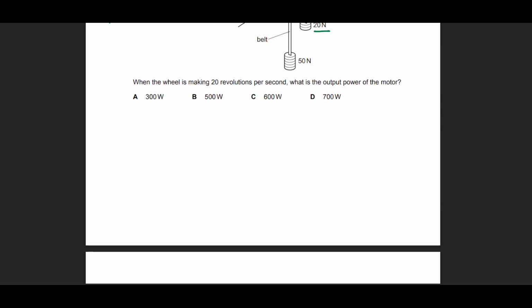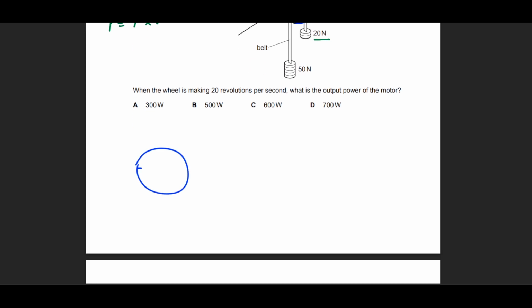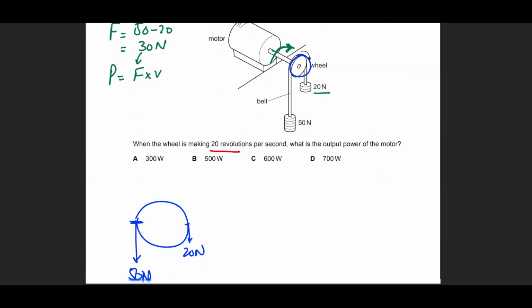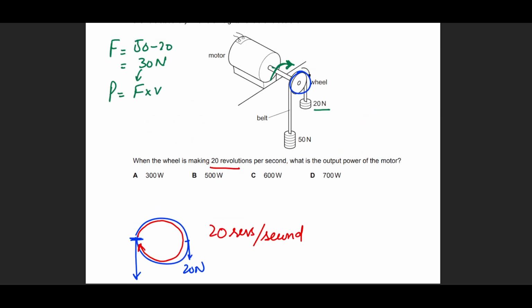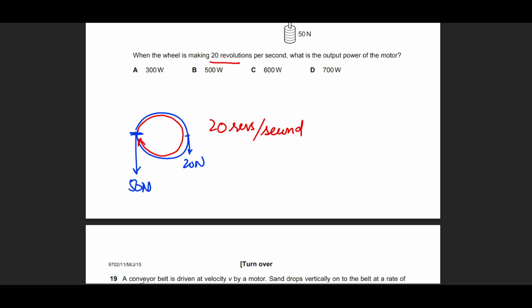What does that mean? If I look at the circumference of this disk, let's consider this to be the starting point. Let's say this is my 50 newtons and this is my 20 newtons. The disk is rotating at 20 revolutions per second, which means it is moving 20 times in this direction. So 20 revs in 1 second. And we know that one revolution is 0.5 meters, because that's the circumference.